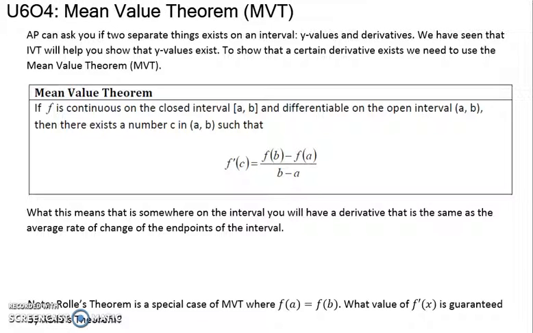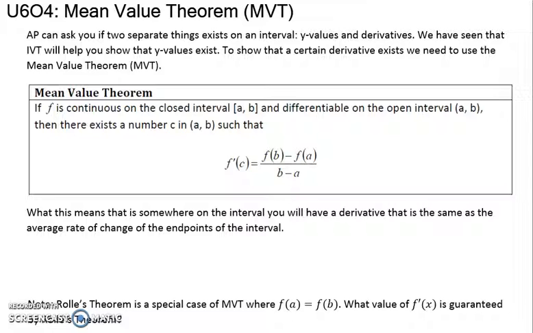Alright, in this video we're going to talk about Unit 6, Objective 4, Mean Value Theorem. So AP is going to ask you to show that one of two things is going to exist on a certain interval. They might ask you to show that a certain y value exists or that a certain derivative exists on a given interval. Now we saw previously that the intermediate value theorem is going to help us find y, or help us show that the y values exist. If they ask for a certain derivative, what we're going to have to use is the mean value theorem.